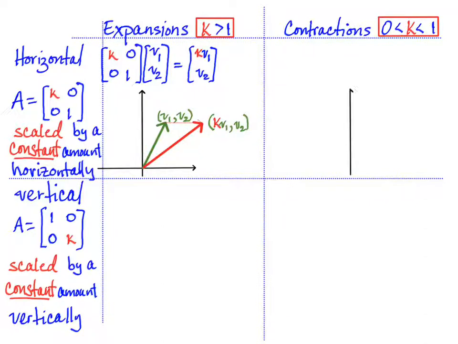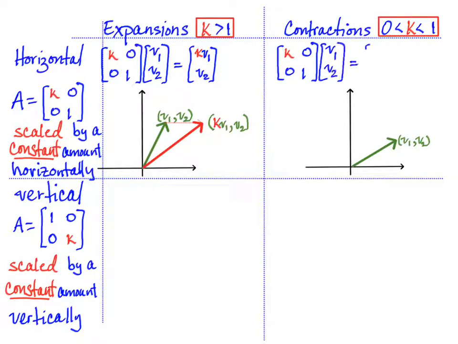So let's look at the contractions, horizontal contractions. Take a vector v1, v2, and we're going to multiply it by the standard matrix, and we get k times v1, v2, just like with the expansion. But this time, k is between 0 and 1. So it's actually going to contract horizontally. So it stays the same height, but the horizontal component gets shrunk. So we go to kv1, comma v2, but kv1 is smaller than the original v1.